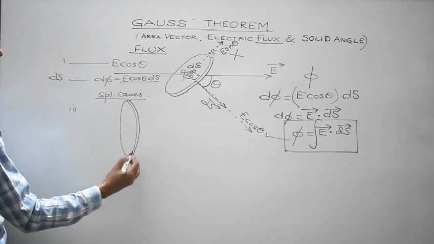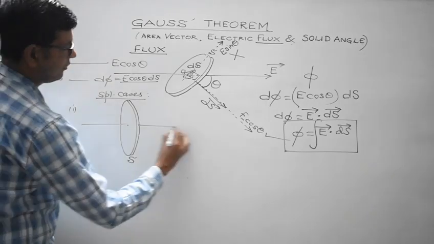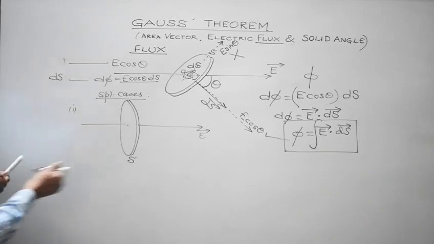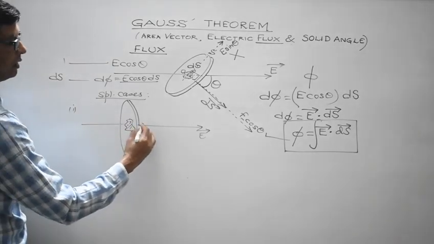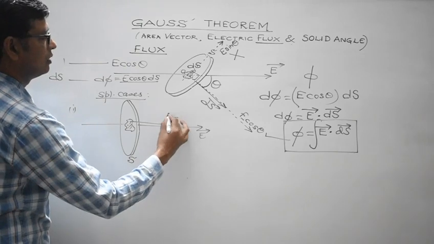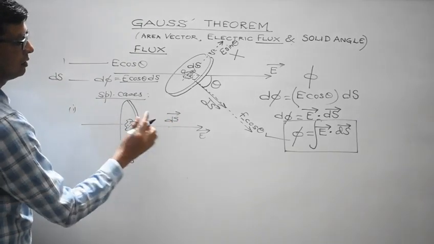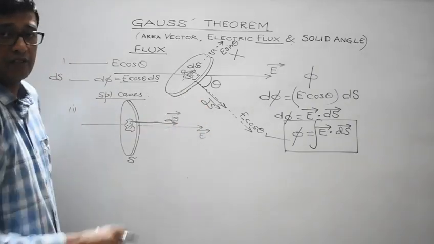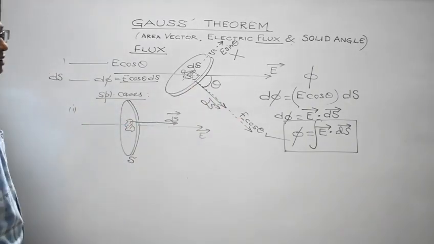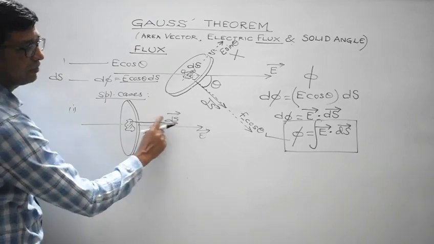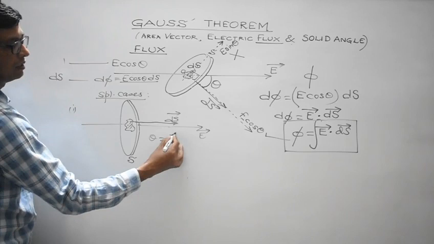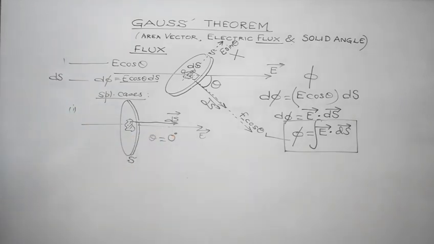Its area is considered to be S, and the electric field is represented like this, while the area vector is also along this direction. Both are in the parallel direction. That is, in this case, the entire electric field crosses normally through the surface. So what's the angle between the E vector and the ds vector? Theta is the angle between E vector and ds vector. Over here, theta is 0 degree.